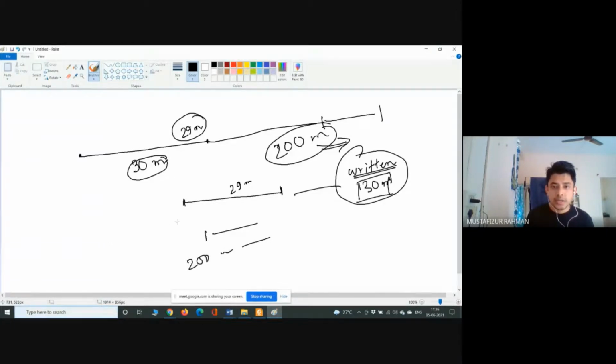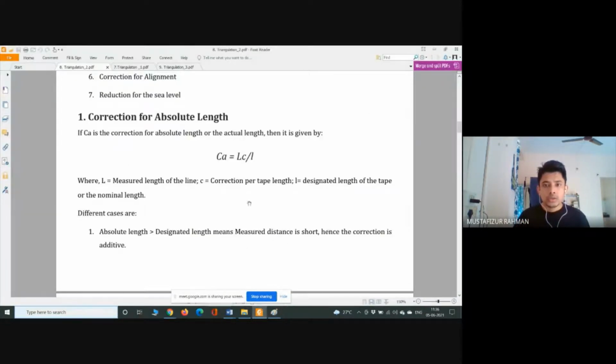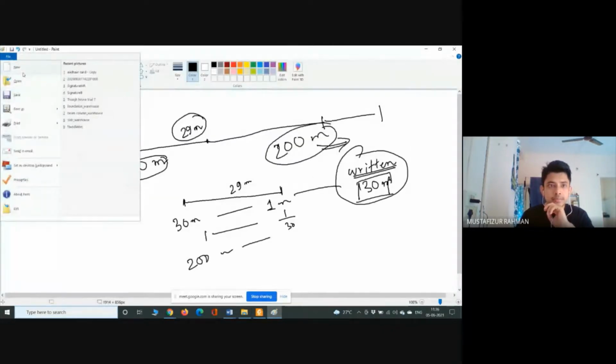What is the error in 1 meter? How will we get the error in 30 meter? Error in 30 meter, we have 1 meter of error, right? That way we will get. So this is the correction here. L is the measured length, C is the correction per tape length, and l is the designated length. So it's like this.